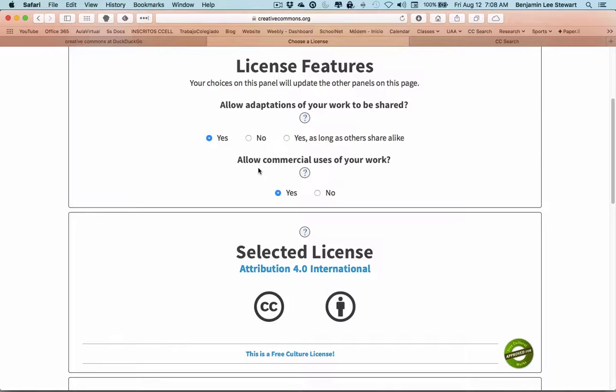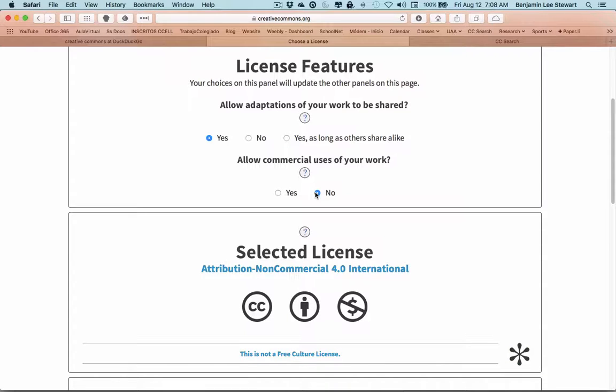The second question relates to commercial use. So, allow commercial uses of your work. That can either be yes or no. So can others use it for commercial purposes? Can they make money off of that resource? Or if you want to limit that and say, no one else can make money off my work, then you would select this option.